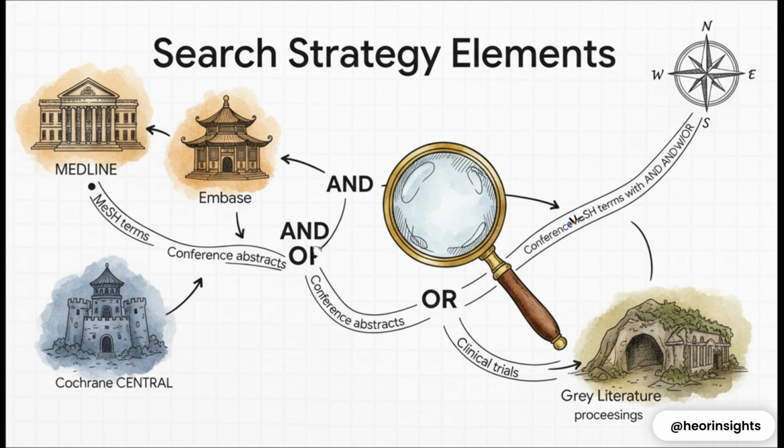The search strategy is a core component. It must be detailed enough for another researcher to replicate it exactly. This means specifying the databases, like Medline and Embase, the full search strings, including MeSH terms and keywords, and the use of Boolean operators. It must also include a plan to search gray literature, such as ISPOR conference proceedings, which is often a source of the most current data.